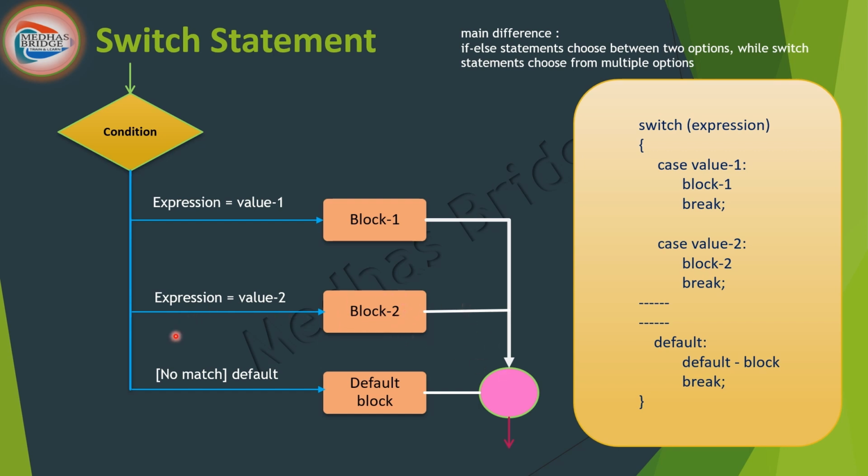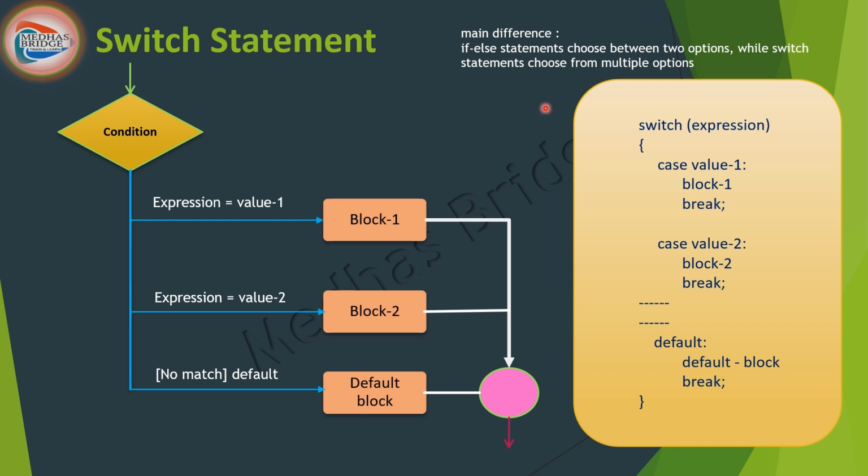Similarly, however many conditions you have, you can include that many cases. A default should also be there in the switch statement. If none of the cases are matched, that means there is no match. The no-match case is called the default, and whatever statements you include in the default block will execute, and then the program exits. This is how a switch statement works.